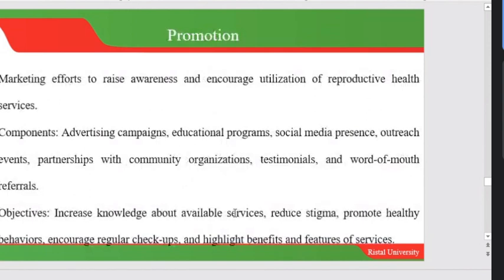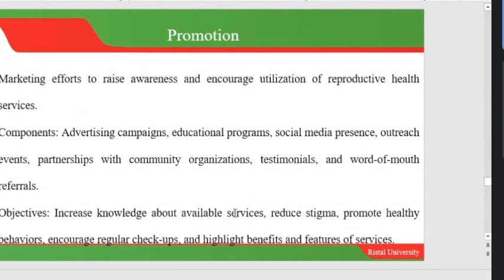And then lastly, in the four P's, we look at promotion. Therefore, here we are referring to your marketing efforts to raise awareness and encourage utilization of reproductive health services. And the components include your advertising campaigns, your education programs.